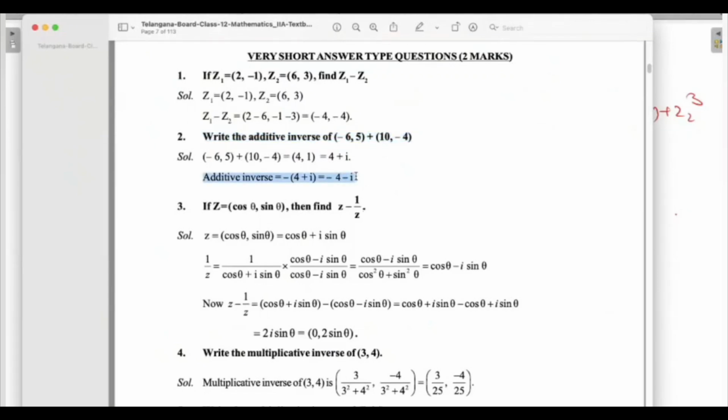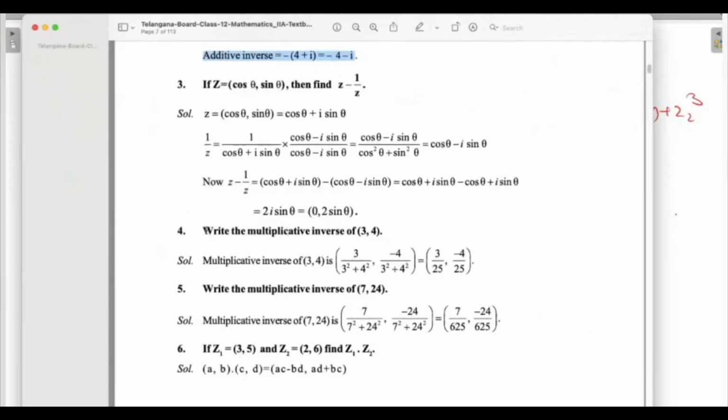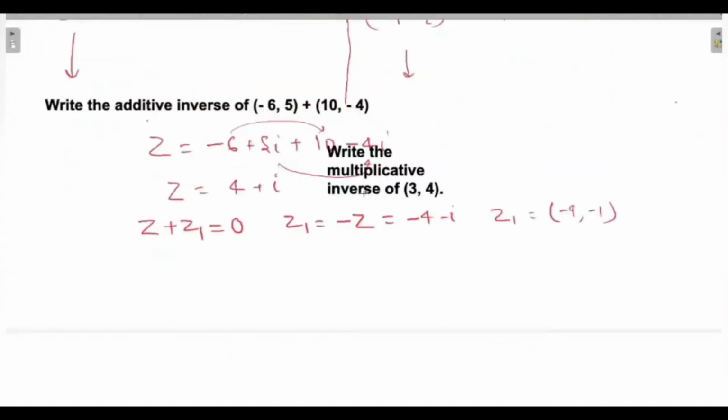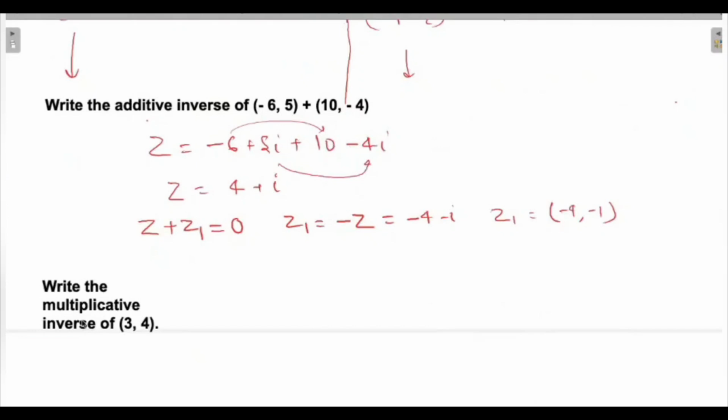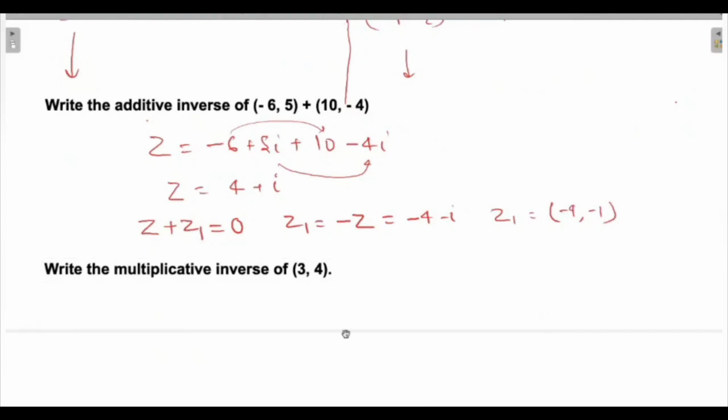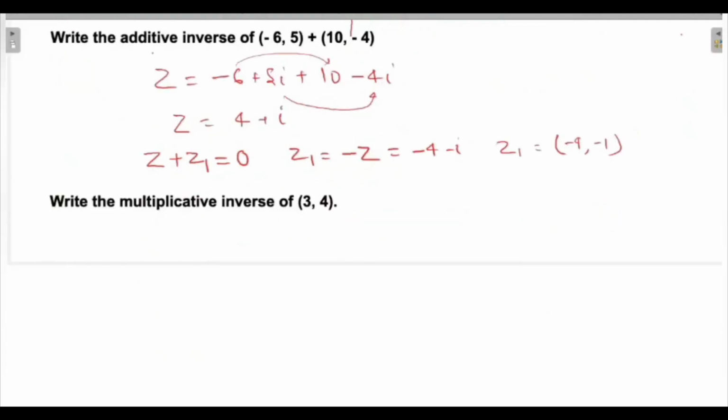Okay, this is fine. Now let's talk about, write the multiplicative inverse of 3 comma 4. They are asking you to write the multiplicative inverse of 3 comma 4. So first of all, you have to write what my z is. So z is 3 plus 4i. And what is my multiplicative inverse? Basically what we said is that for any z there will be a z1 existing, and when you multiply them, you will get 1. So z1 is 1 upon z, so 1 upon 3 plus 4i.